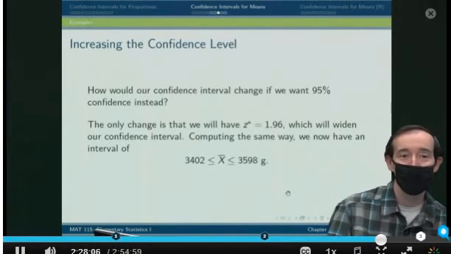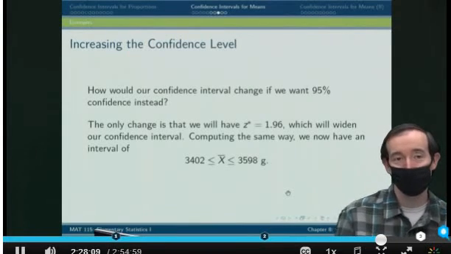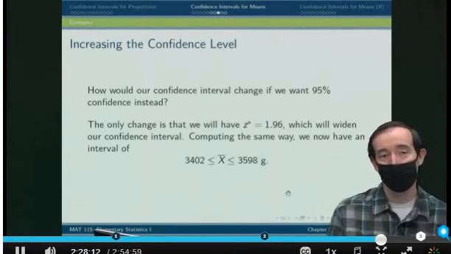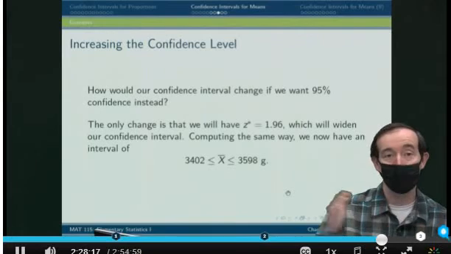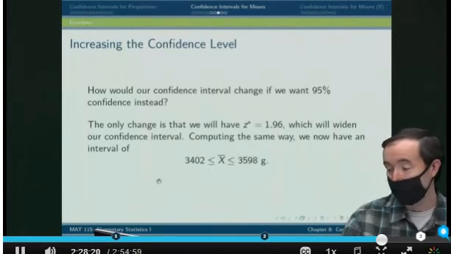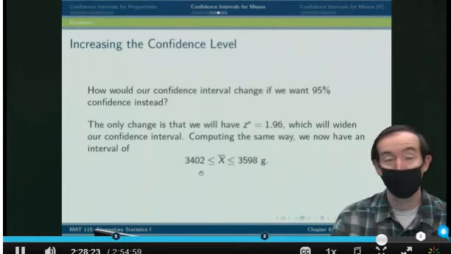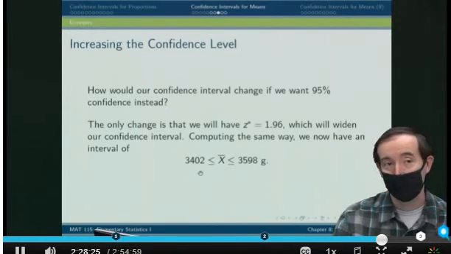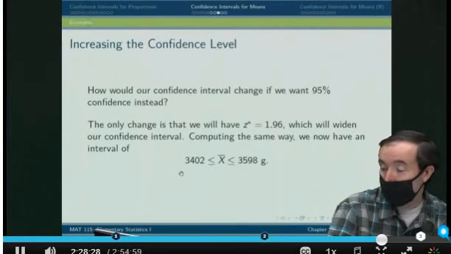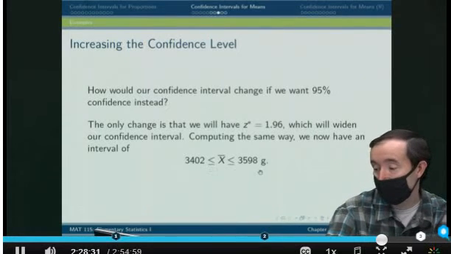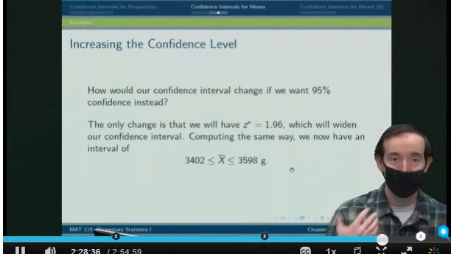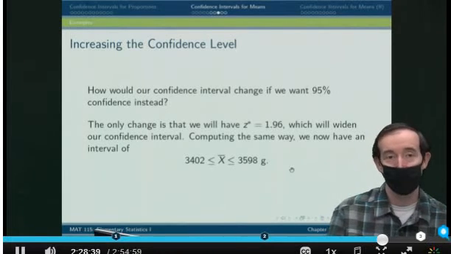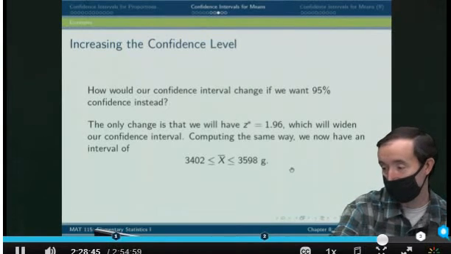I just gave away the same idea. All that would happen is I would change the critical z-score. If I want a 95% confidence level instead of a 90% confidence level, I would need to take a higher number of standard errors. So my interval will widen. If I multiply everything out, it turns out 98, I guess, was what it came out to. I estimated 99. It's 98. So I would have an interval between 3402 grams and 3598 grams. It's a slightly wider window, and I'm slightly more confident. I'm 95% confident instead of 90% confident that the true value is in that window, given my sample.